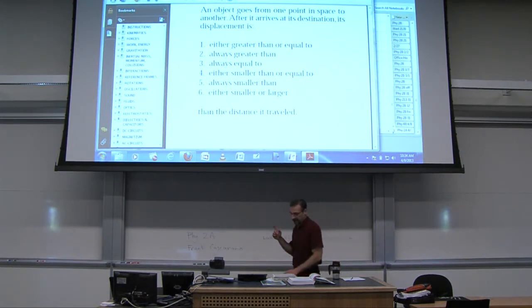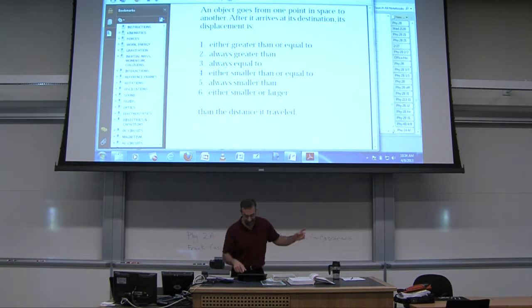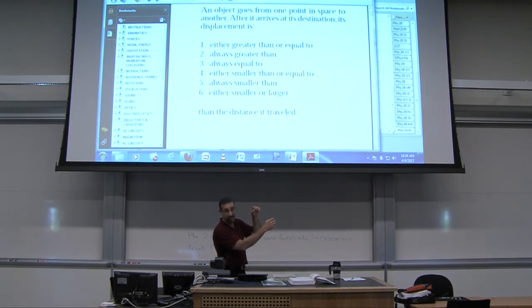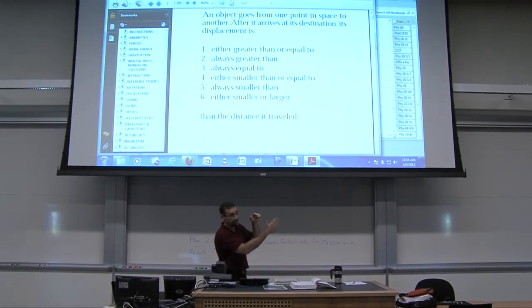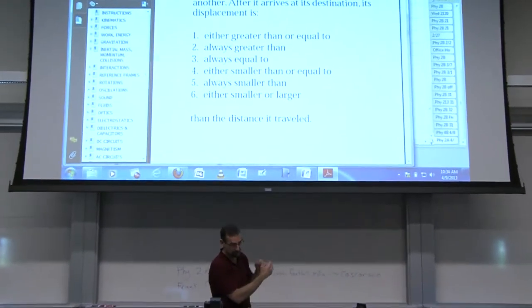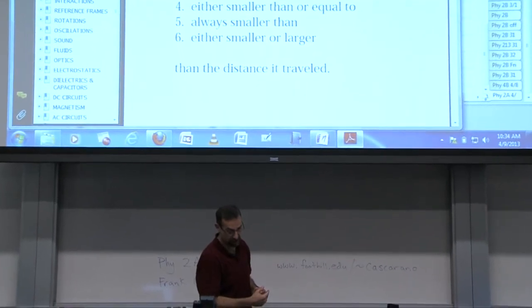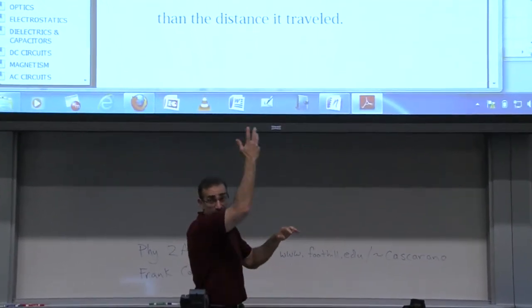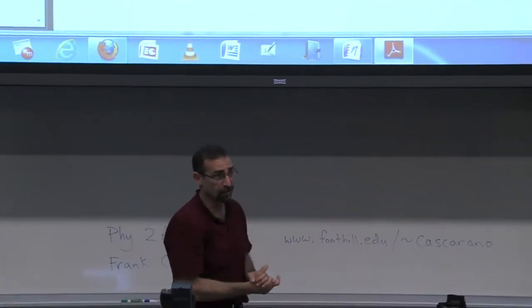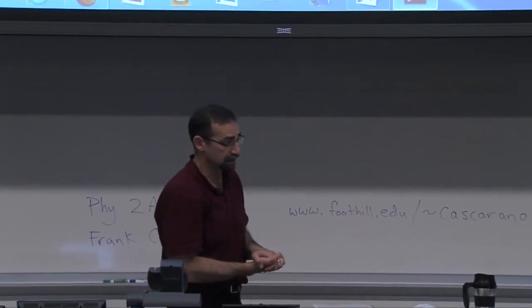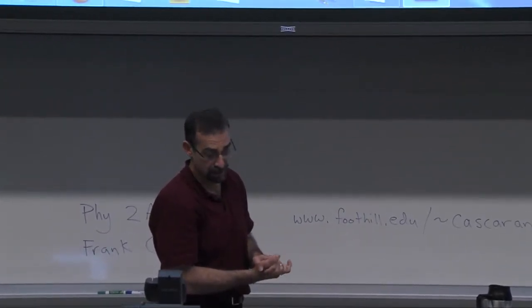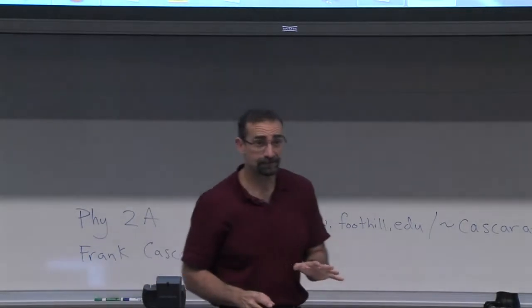So the displacement, it's asking about the displacement versus the distance traveled. The displacement is from the beginning point to the end point, right? That's the straight line distance from the beginning. That's always the smallest possible path you can take between the two. So it's either less than or equal to the distance traveled. The distance traveled could be huge, right? You could be all over the place getting from the beginning location to the ending location. Okay, we good with that one?